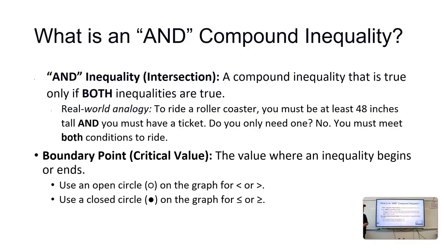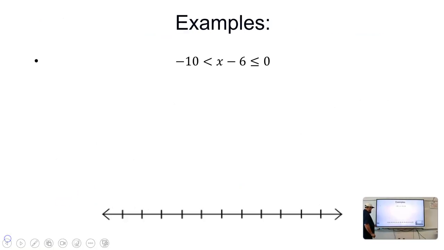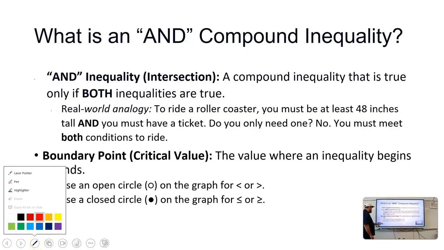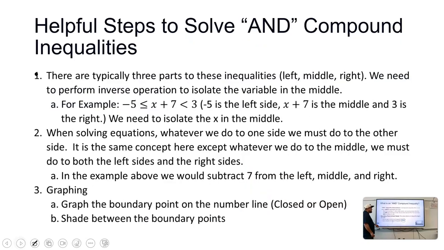So once again, we're going to be looking for boundary points. These are our critical values. Remember if it's a less than without an or equal to sign, it's an open circle. If it does have an or equal to sign with it, it's going to be a closed circle. So we're going to use boundary points, and we have to know whether they're open or closed. So let's take a look.